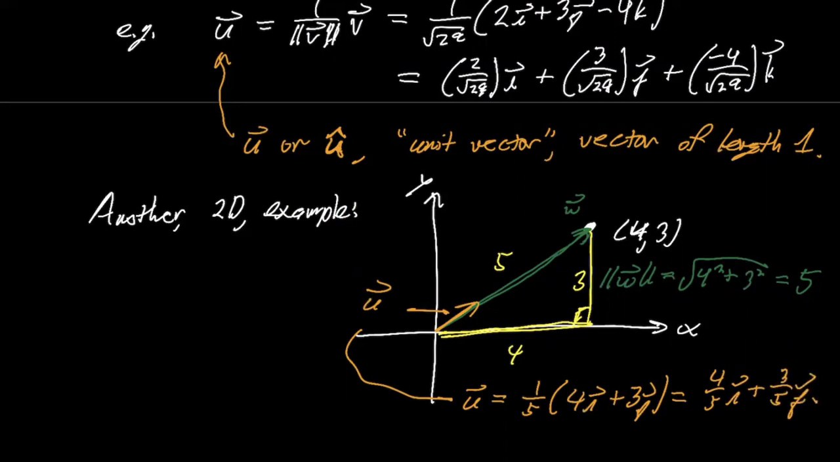Unit vectors will come up all over the place in multivariable calculus, so it's good to get used to the idea of scaling down a vector by its magnitude to get a vector of length 1. And I think that's it. So I will stop there.